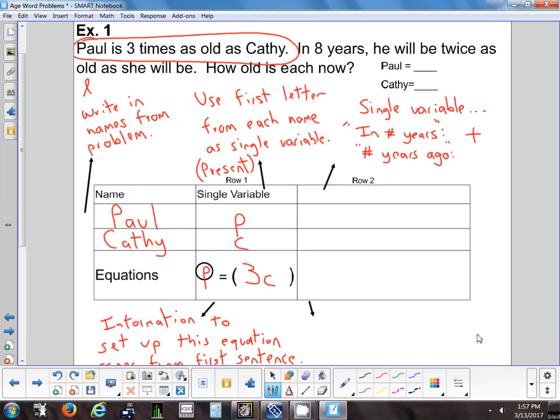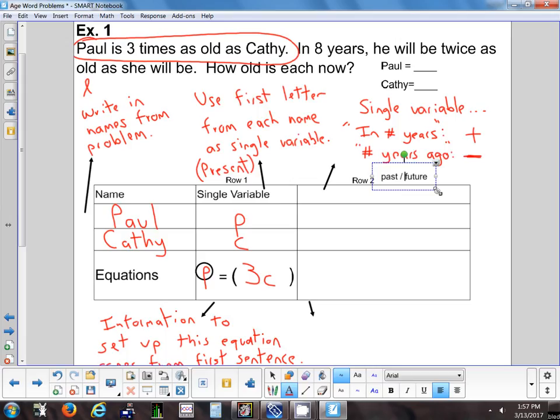If it says 5 years ago, 20 years ago, what operation am I going to do? Subtract. So the first column is always going to be for the present. In the second column, it's either going to be in the past or in the future, depending on what phrase it gives you in that sentence. It could be the past or the future, either or.